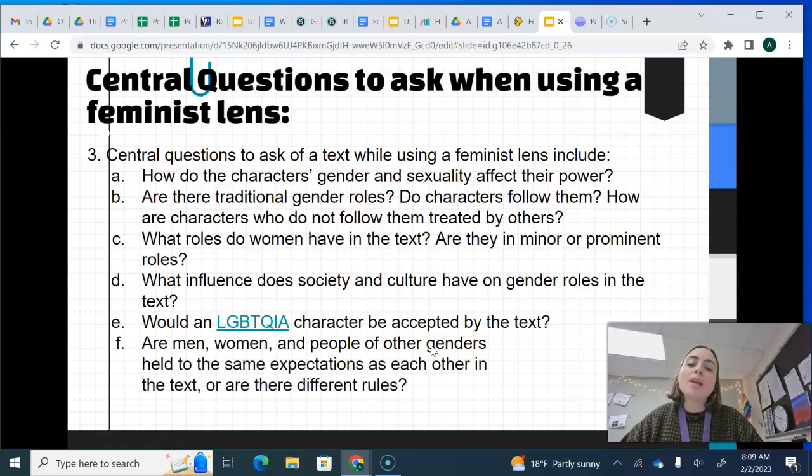The last question is, are men, women, and people of other genders held to the same expectations as each other in the text, or are there different rules? So think about, like, the rules that Curly has for his wife. Is she allowed to do what she wants, or does he kind of put restrictions onto her?